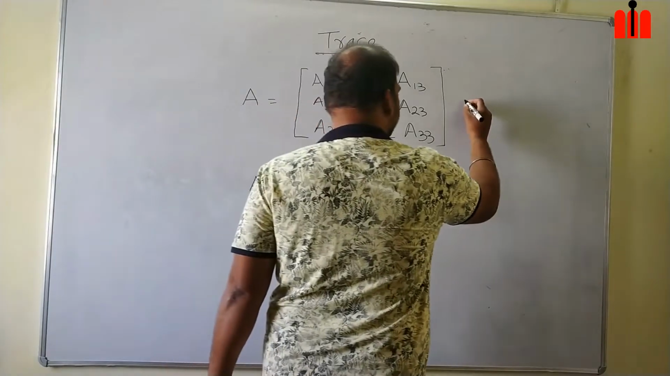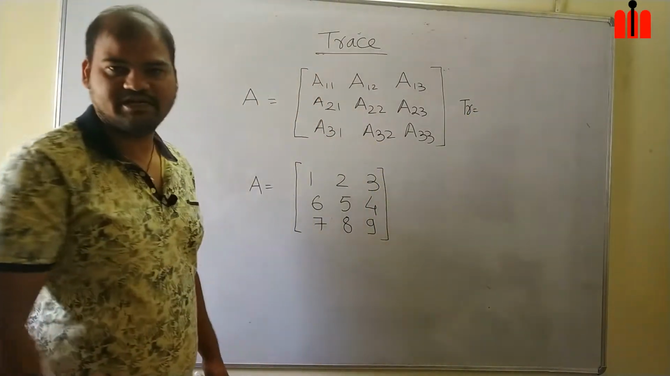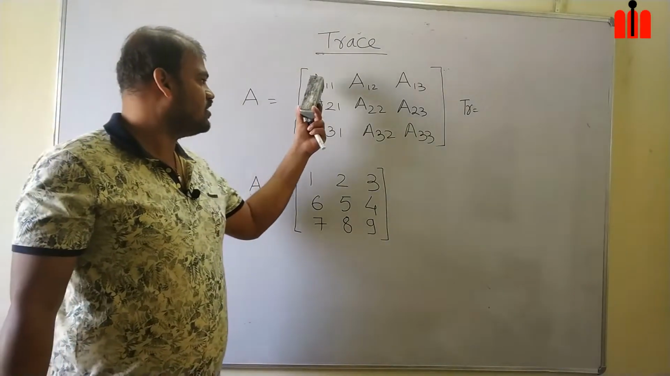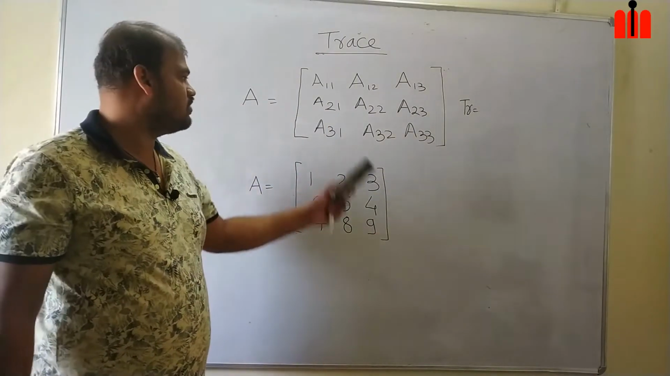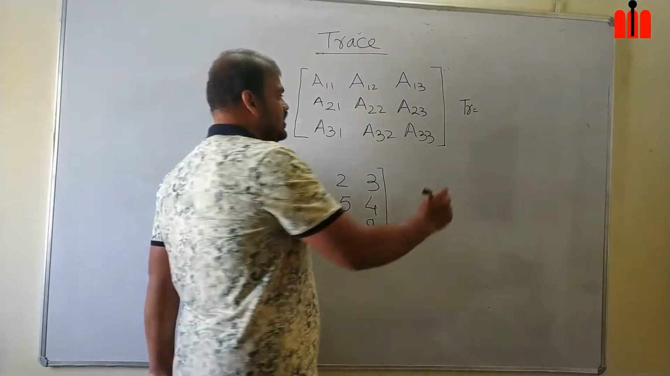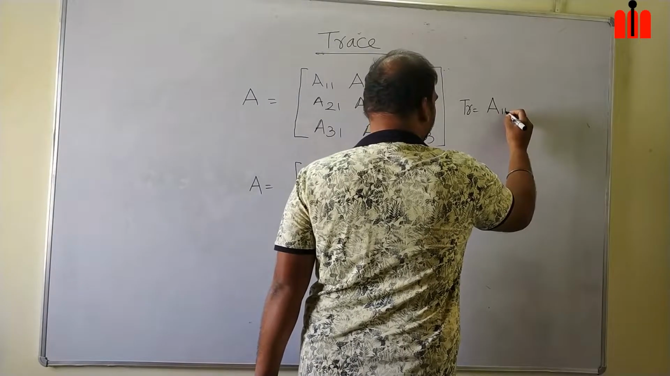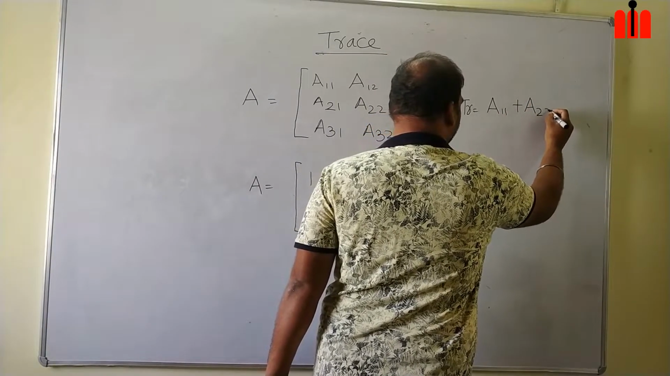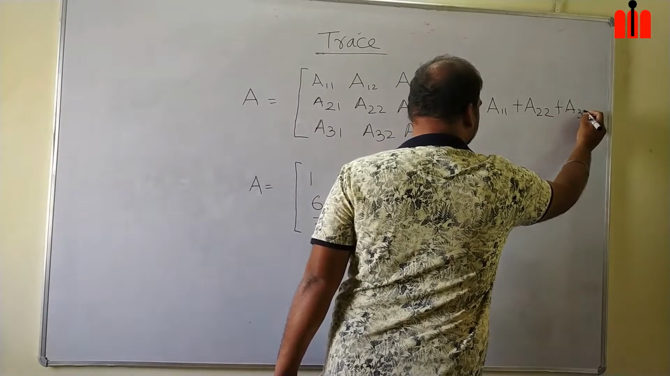we can represent it with TR. It is equal to the sum of the diagonal elements. So TR is equal to A11 plus A22 plus A33.